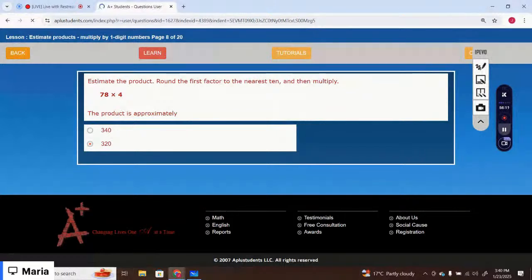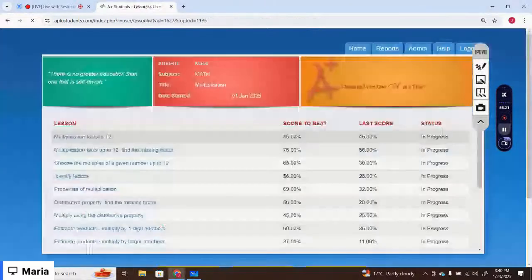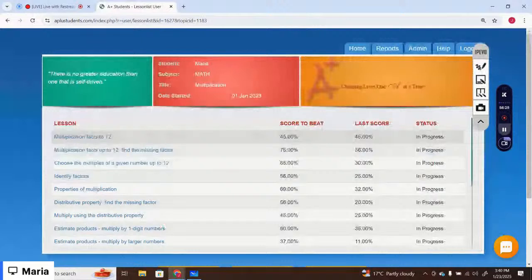So we were working on grade 4 math. The chapter we were working on is multiplication. The lessons we have covered today are properties of multiplication, distributive property, find a missing factor, multiply using distributive property, and estimate products, multiply by one-digit numbers.